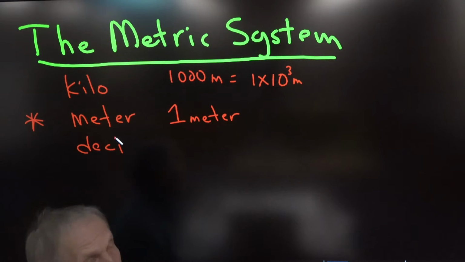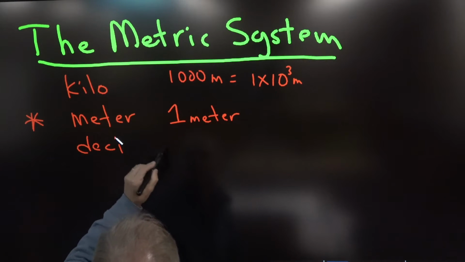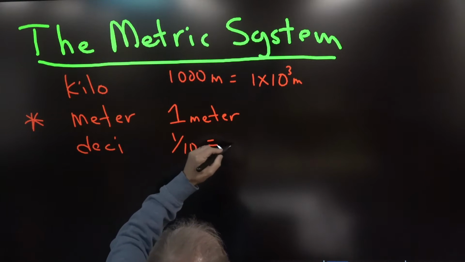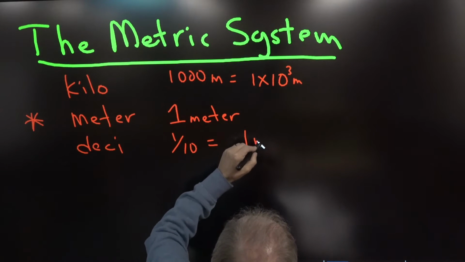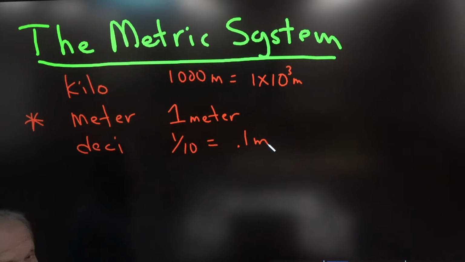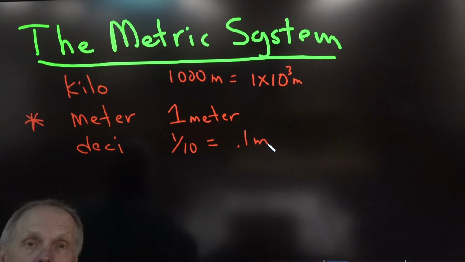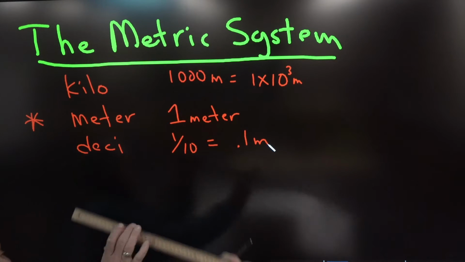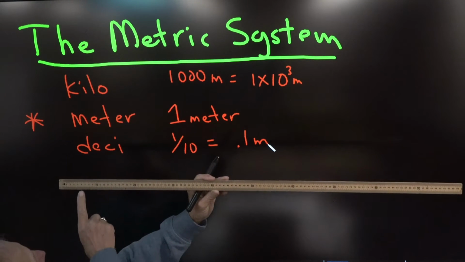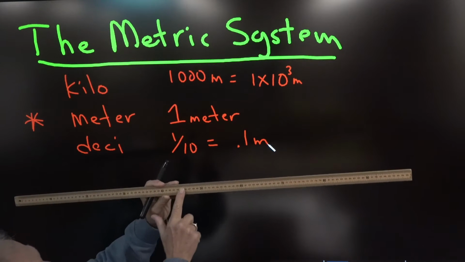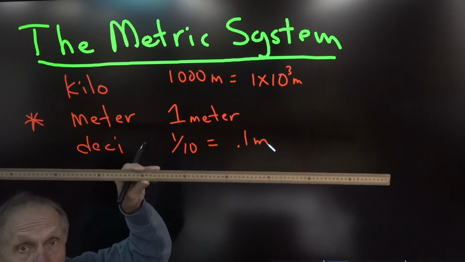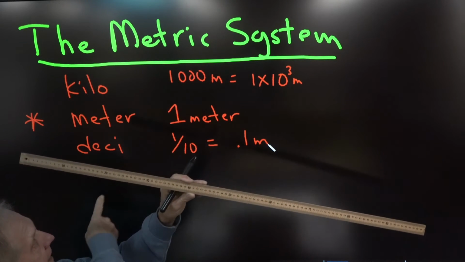A decimeter. And that's 1/10 of a meter. So a decimeter is 1/10, which equals 0.1 meters. So it takes 10 decimeters to make a meter. So here's a meter, and there's 1, 2, 3, 4, 5, 6, 7, 8, 9, 10 decimeters. All right, so we got 10 decimeters in a meter.